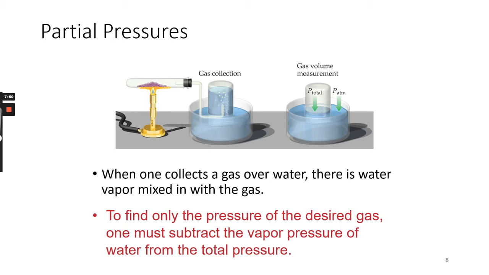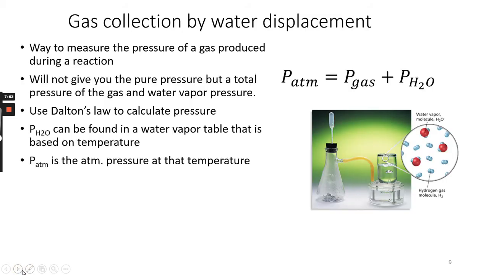So in order to get rid of the partial pressure of the water, here's another example. Here we have zinc and we're adding hydrochloric acid. It's producing hydrogen gas, which we're collecting here. And if you zoom in, you see you have water vapor and you have hydrogen. You just want to know about the pressure of the hydrogen here.